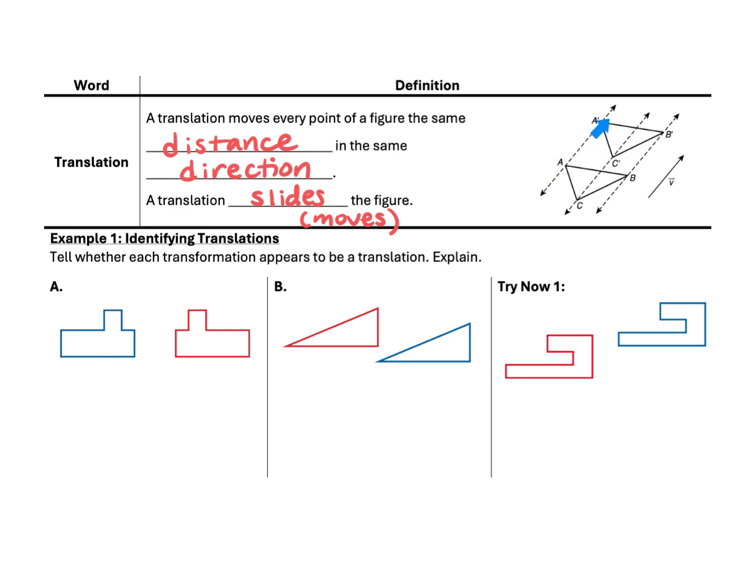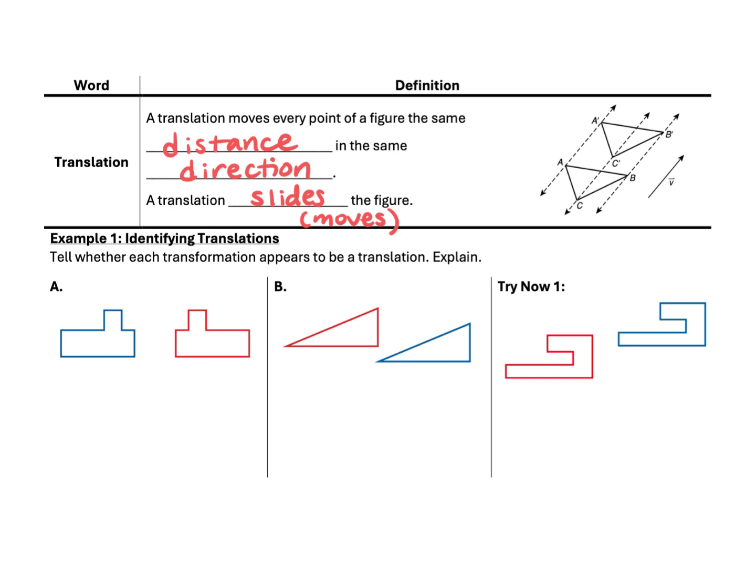The distance between A and A prime is the same as the distance from B to B prime and C to C prime. They're also all moving in the same direction. So that after we do the translation, the figure looks the same. It just slides to a new spot. Let's start by identifying some translations.